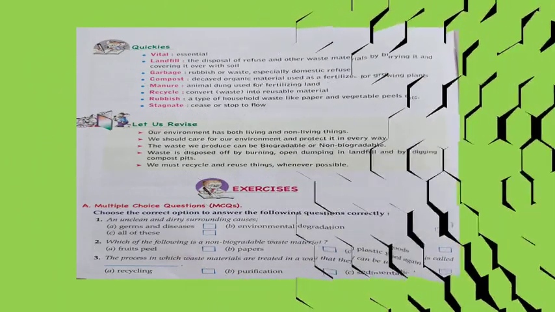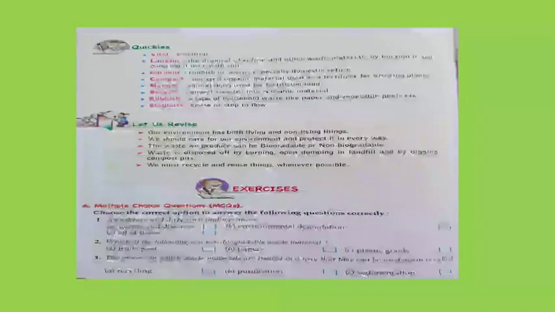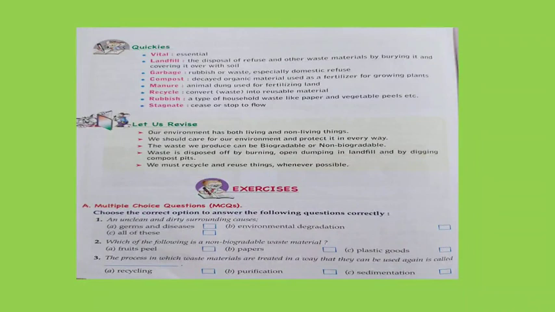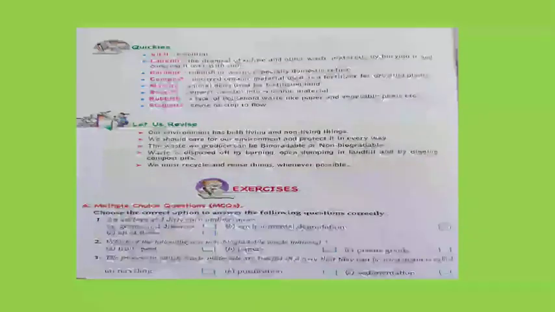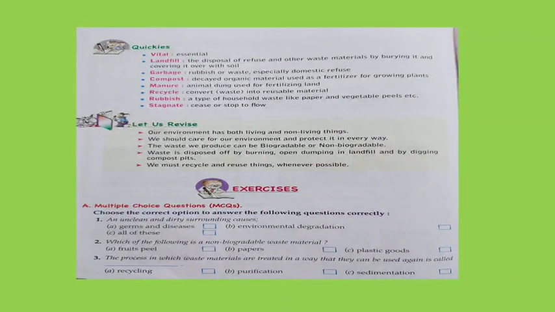Now here are the quickies. We will go through these quickies. Vital means essential. Landfill means the disposal of refuse and other waste materials by burying it and covering it over with soil. Garbage means rubbish or waste. Compost means decayed organic material used as fertilizer for growing plants. Manure means animal dung used as fertilizer on land, which is used by the farmers in the fields.